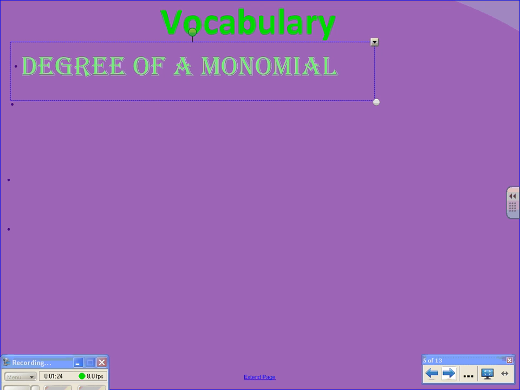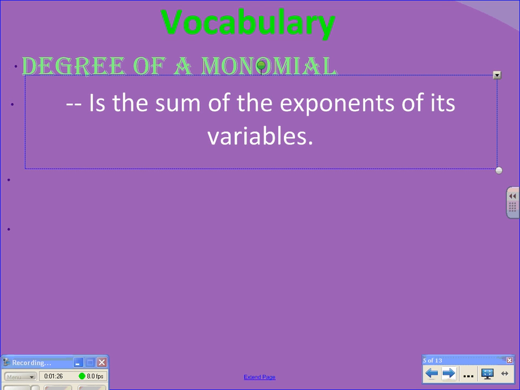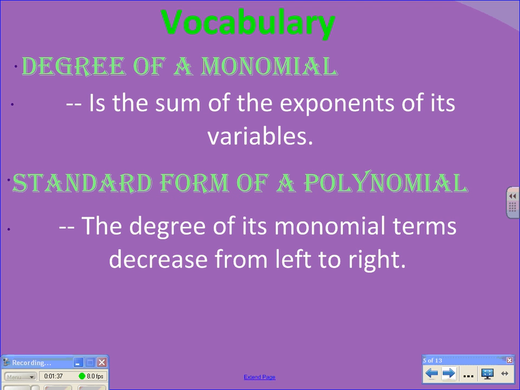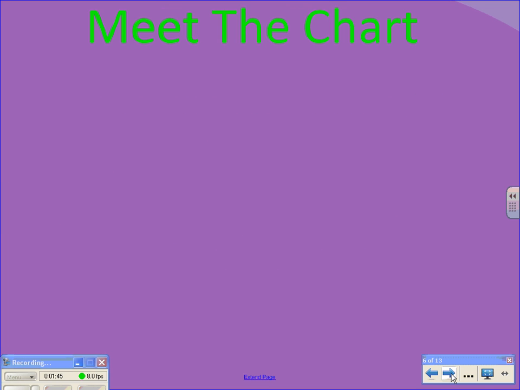Degree of monomial is the sum of the exponents of its variable. Standard form of the polynomial: the degree of the monomials written from greatest degree to least, left to right. Let's meet the chart.